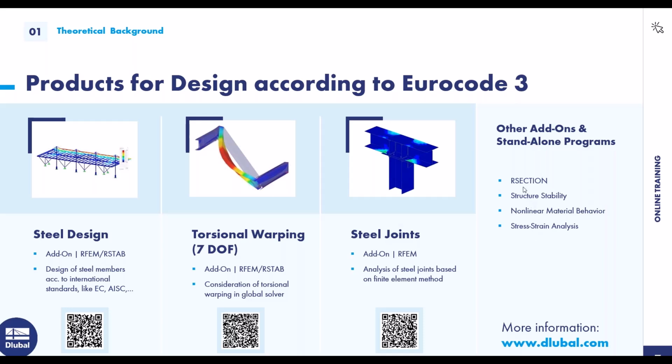Then there's the cross-section program, RSECTION. Then the add-on Structure Stability. We use that add-on in the second example. Then there's the add-on Nonlinear Material Behavior. You can, for example, consider a plastic design of steel plates and so on. And then there's the add-on Stress-Strain Analysis.